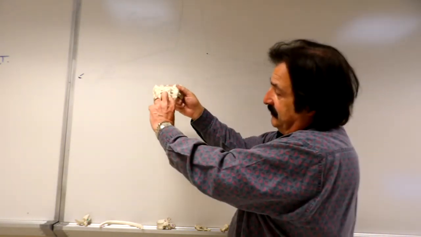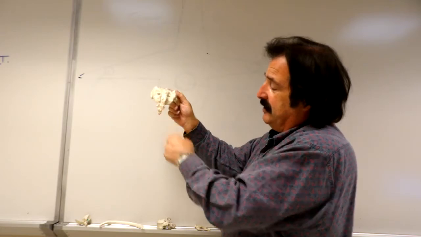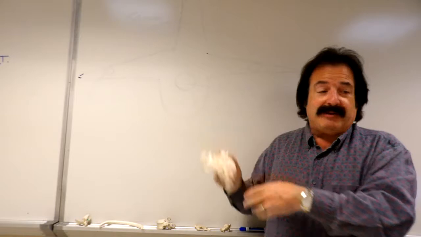Below the sacrum is the coccyx, right here. 4 fused bones, and another name for this is your tailbone. If you break that one, it takes forever to heal because you're always sitting, you're always laying on it.